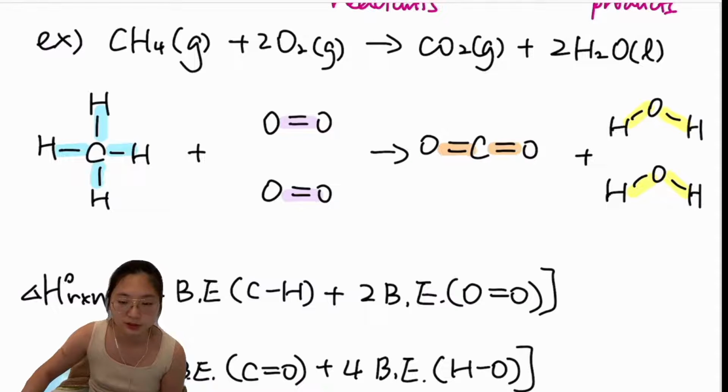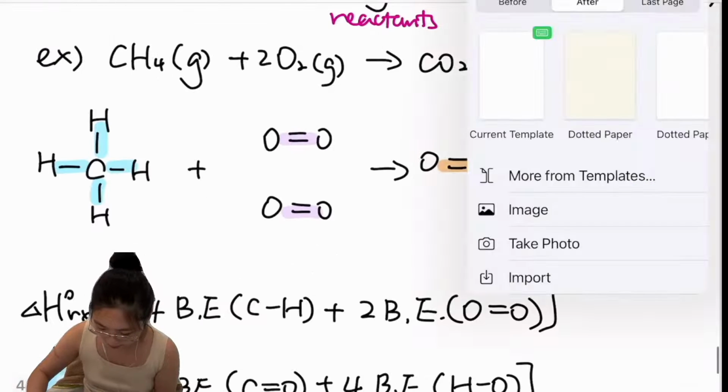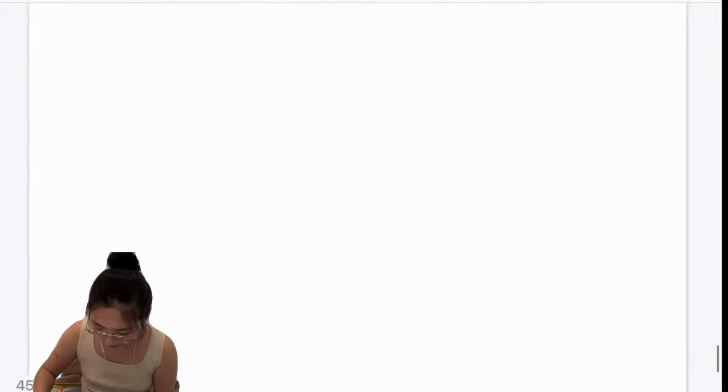So that's enthalpy change of a reaction, either using enthalpy change of formation or using the bond enthalpy. So that's it for enthalpy. And then now let's briefly talk about the entropy and the Gibbs free energy.